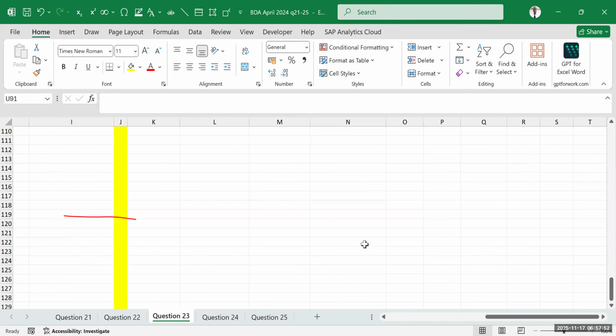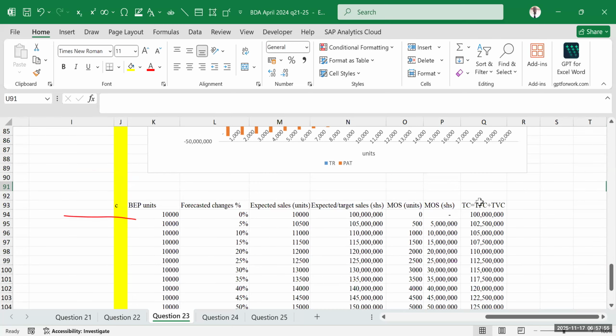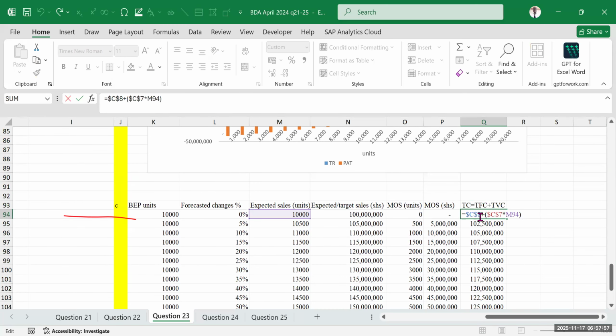Total cost has fixed cost and variable cost. The formula I've written here: you see total fixed cost. I've locked the cell where there is total fixed cost because that one is remaining constant. Then what you add is total variable cost. How do you get total variable cost? Variable cost per unit multiplied by the number of units.